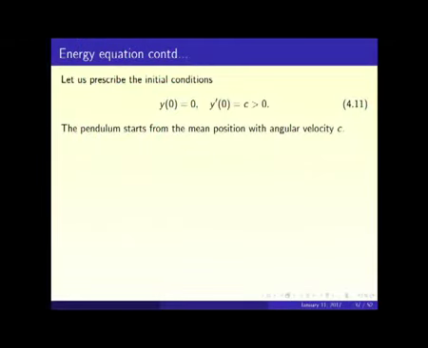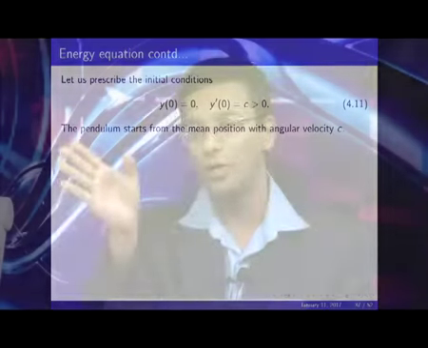Okay. Now let us prescribe initial conditions. y of 0 equal to 0 and y prime of 0 equals c, where c is a positive constant. What does this mean? It means the pendulum starts from the mean position with an initial angular velocity c. You give a slight push to the pendulum from the mean position and the pendulum starts oscillating.